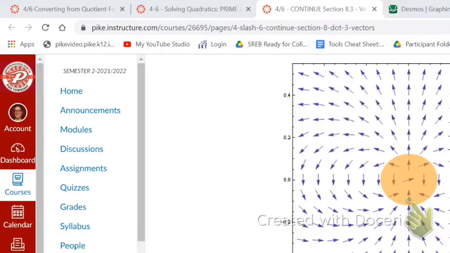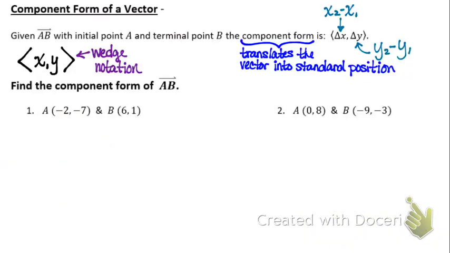In your notes, where did it go? There it is. We had just started talking about component form and wedge notation. Wedge notation just means that when I'm looking at it, they're telling me, hey, this is a vector. Not an ordered pair, not an interval.